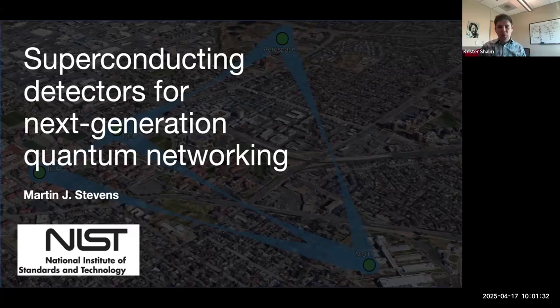I've known both of these folks for a very long time. Marty Stevens, I started working with when I was in grad school. He was working here at NIST, and I joined NIST and have worked with him for the past 11, 12 plus years. And now Marty actually leads the group that I'm a part of here. So Marty's a world expert on detector technology, specifically the superconducting nanowires.